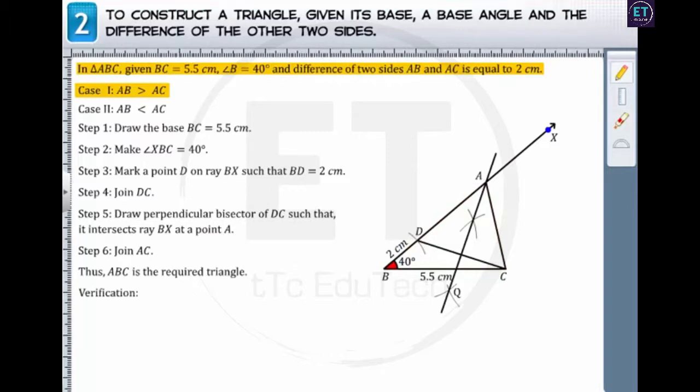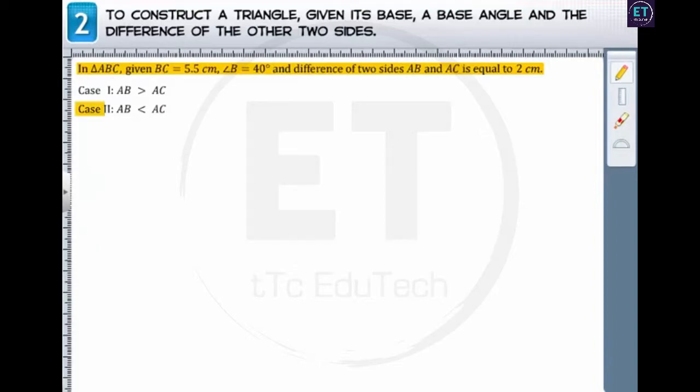We shall now verify whether the triangle we have drawn is the required triangle or not. AD is equal to AC, since point A lies on the perpendicular bisector of CD. Therefore, BD is equal to AB minus AC. The constructed triangle ABC is the required triangle. Let's now construct a triangle of the second case with the given data. Here in triangle ABC, side AB is less than AC.